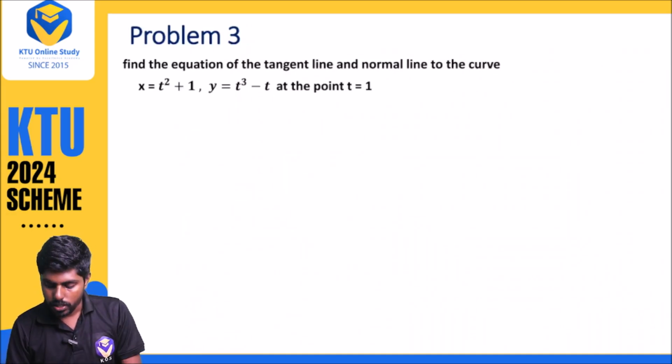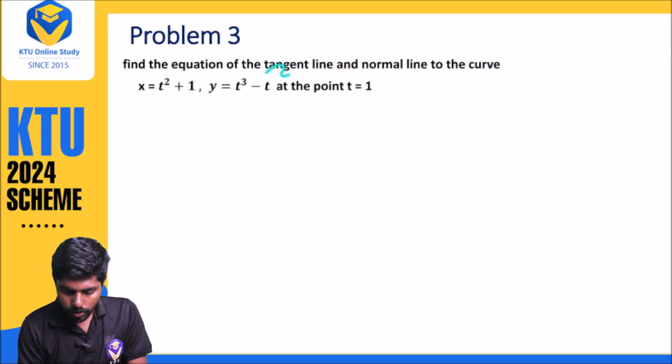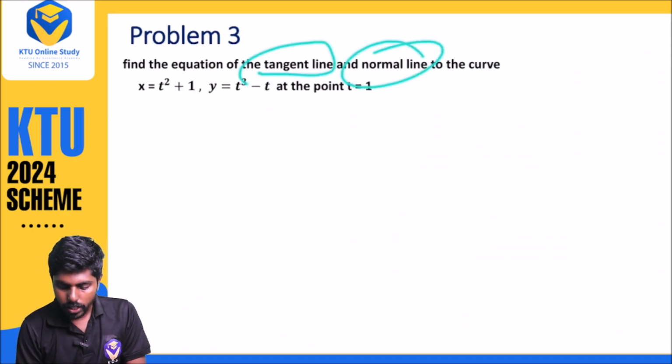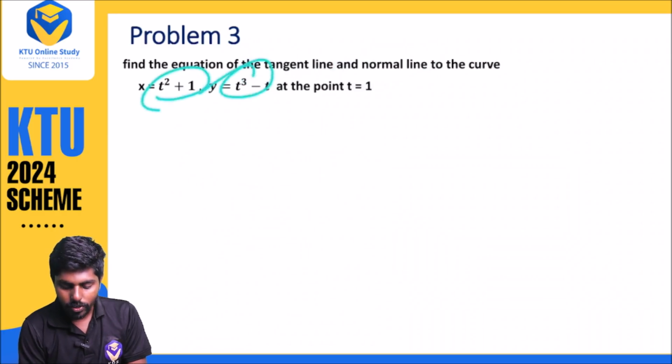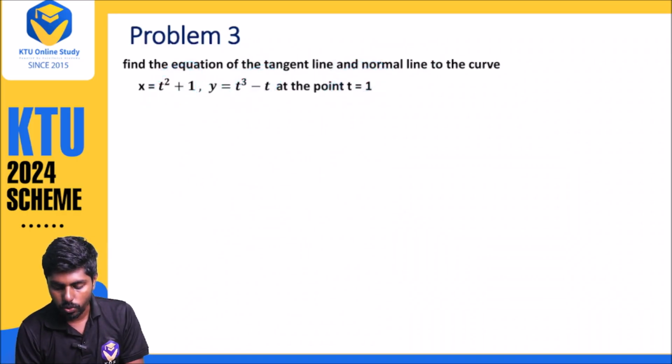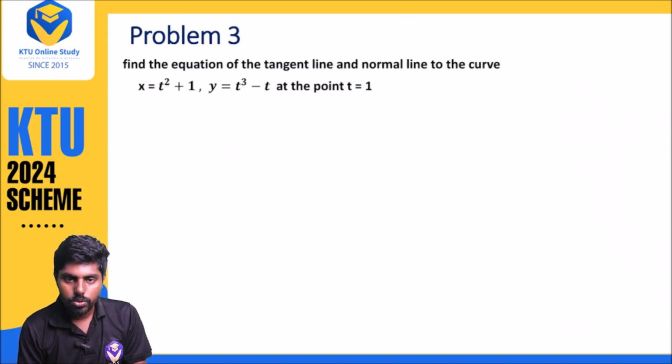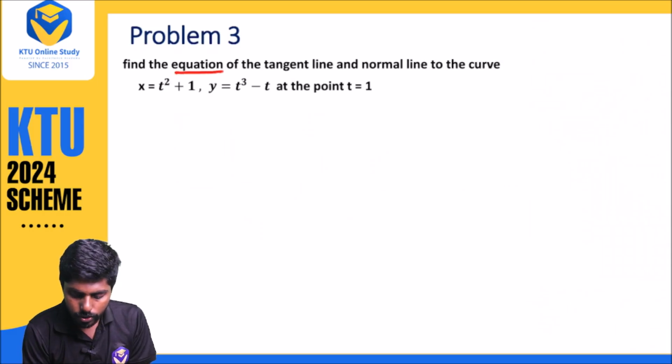So if you see in problem number 3, find the equation of tangent line and normal line. But here we want to identify the values of x and y. For identifying the x and y values, they have given a hint: t is equal to 1. What is the question they have asked? They have asked, find the equation of tangent line.